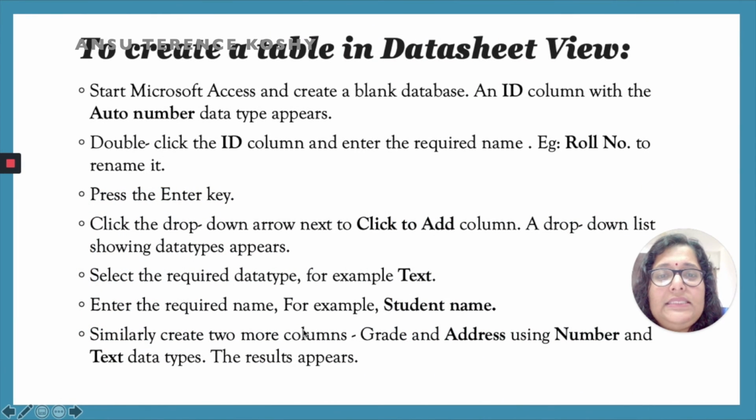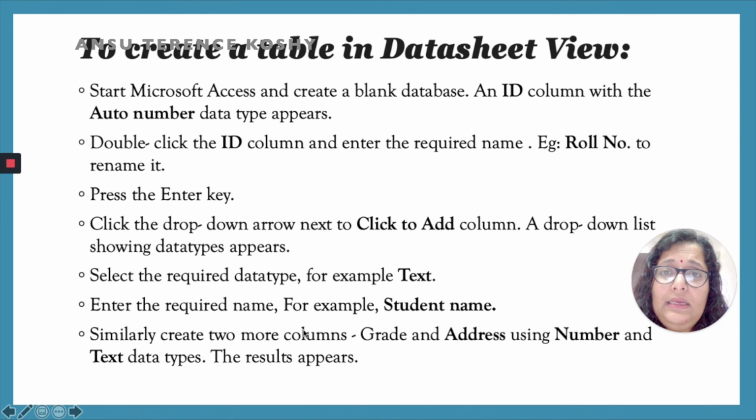To create a table in datasheet view, start Microsoft Access and create a blank database. An ID column with auto number data type appears. When you open a blank database, you will have a column named ID. The first thing you have to do is rename it to roll number. So you double click on it, rename it to roll number, then press the enter key.